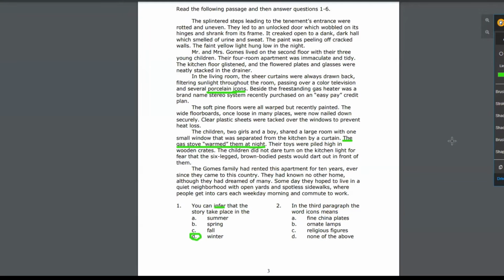So when I saw fine china plates, I knew that wasn't an answer, because if we go by what we're seeing, we can assume that they're poor. They wouldn't have fine china. And it was also already mentioned in the prior paragraph that they had flower plates and glasses stacked in a drainer. So it just gives you context, like they don't really have a lot of money, so we can make the assumption that they don't have fine china.